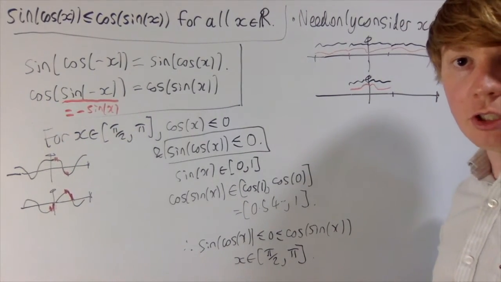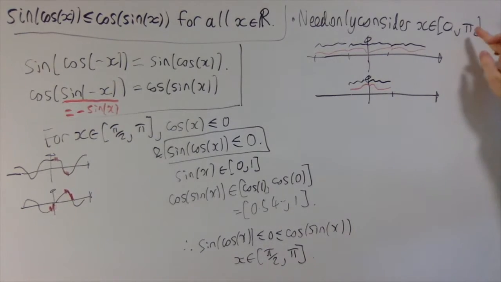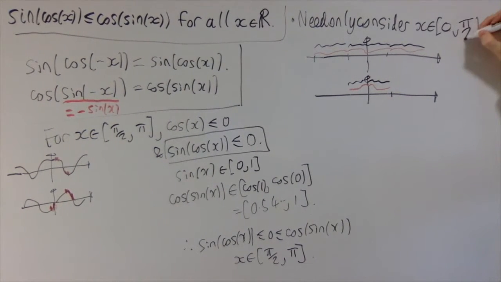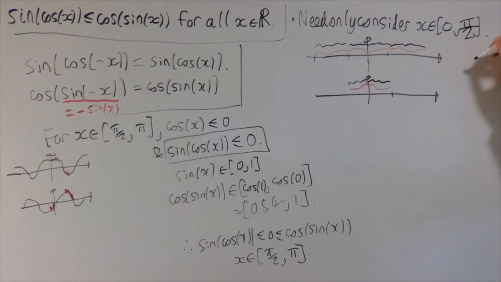So here we've actually reduced this even more. So instead of having to consider x between 0 and pi, we now only need to consider x between 0 and pi over 2, because we've already proven this between pi over 2 and pi.